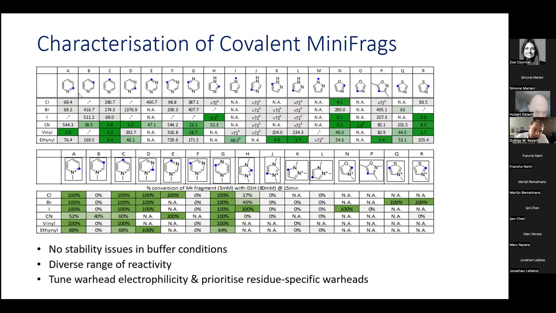On the top table, you can see the non-methylated version of the heterocycles. And you can see that there is a blue spot at one certain position of the heterocycles. This is the position where we applied the different substituents: the chlorine, bromine, iodine, the nitrile, the vinyl, and the ethinyl group. And on the top table, you can see the half-lives of these fragments as measured against GSH as a surrogate test.